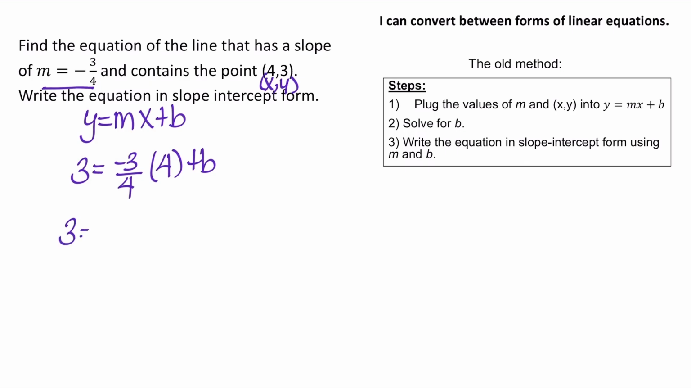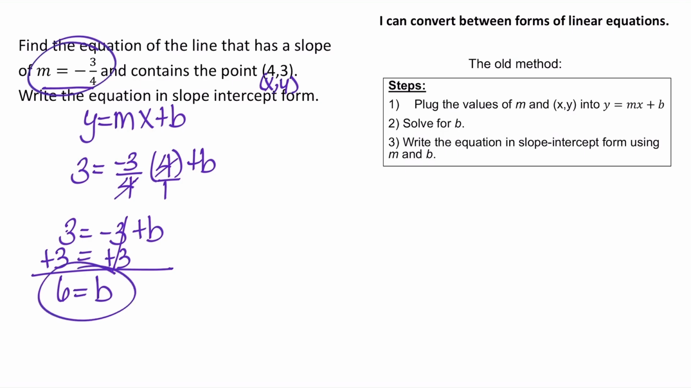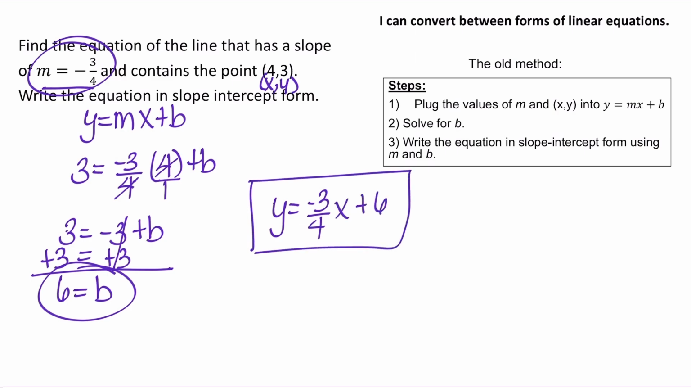So we have 3 equals, negative 3 over 4 times 4 is basically times 4 over 1. So the 4's will cancel, so I have negative 3 plus b. Now to solve for b, I'm going to do the opposite of negative 3, and add 3 to both sides. When I add 3 to both sides, on the left I get 3 plus 3, which is 6, and then minus 3 and plus 3 cancel, so I have 6 equals b. So when I write my equation now, I have a value of m and a value of b. So I have y equals negative 3 over 4 x plus 6, and that is my equation in slope-intercept form.